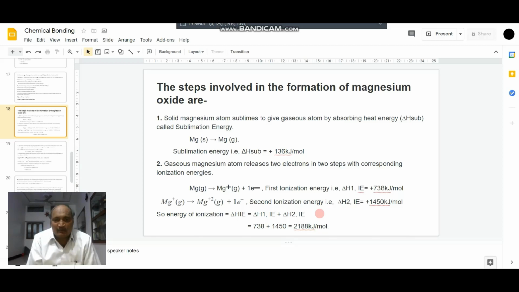which is 738 kilojoules per mole. In the second step, Mg plus again loses 1 electron, forming the Mg+2 ion in the gaseous state, and the amount of energy required is called the second ionization energy, that is delta H2.